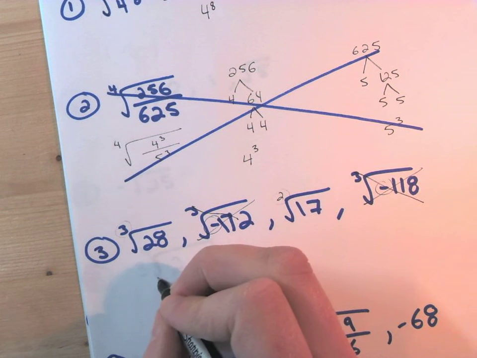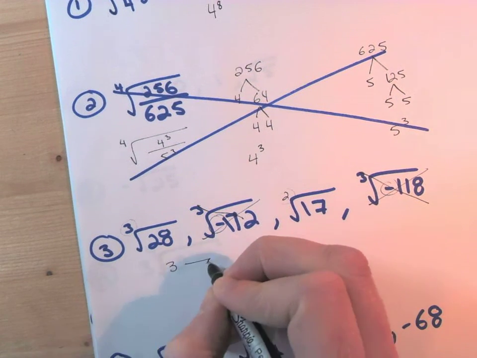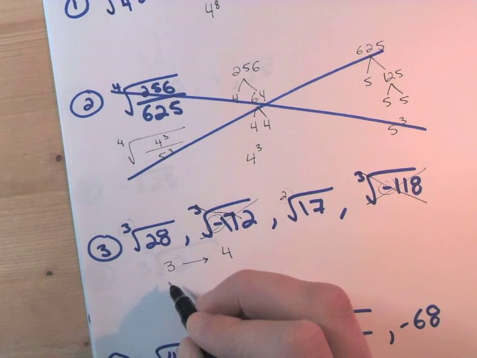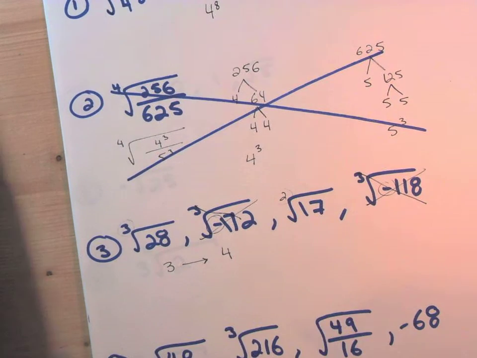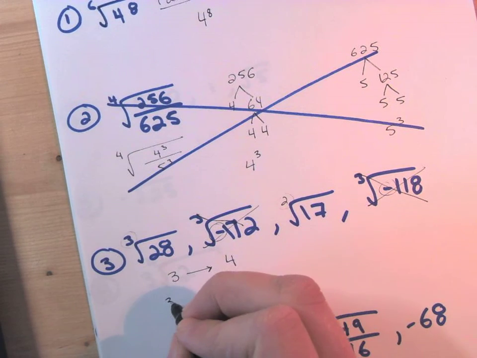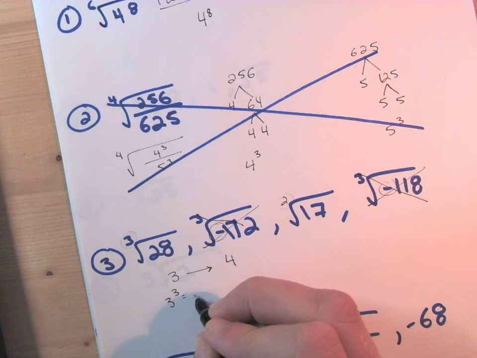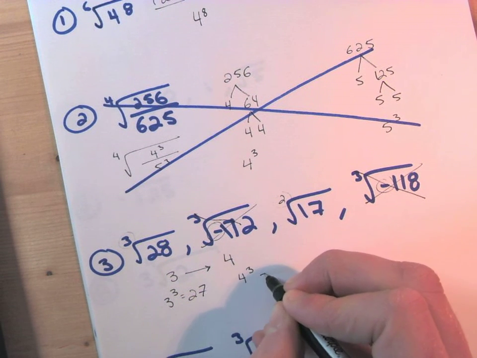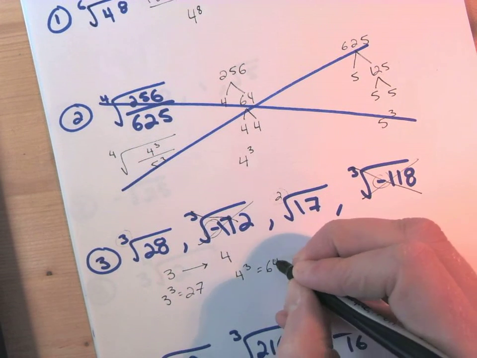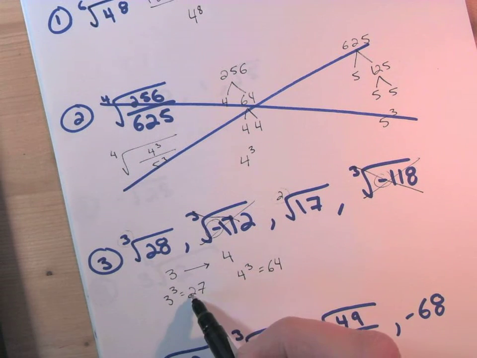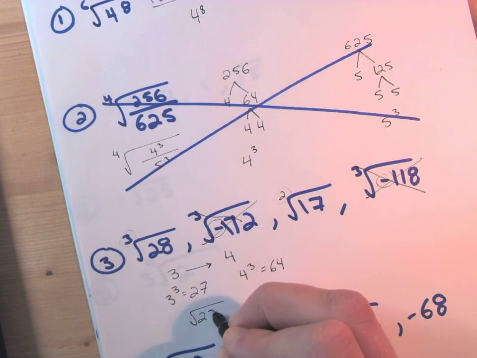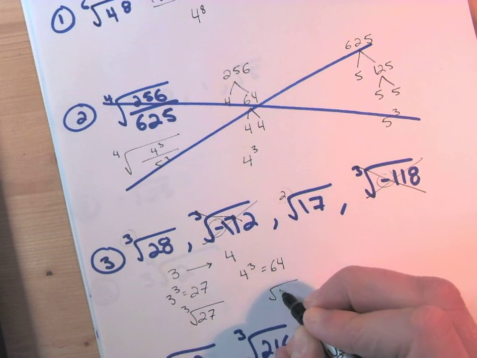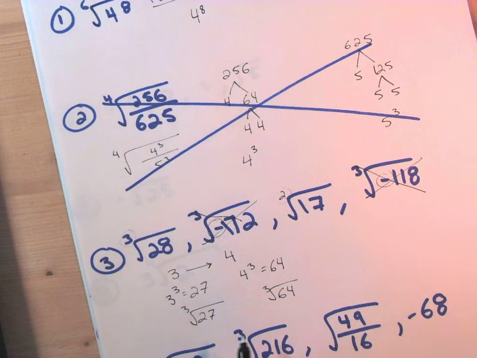Let's look at what the cube root of 3 is. We have 3 and 4 is where we have to get to. 3 cubed is equal to 3 times 3 is 9, times 3 is 27, and 4 cubed is 64. So we know if we have a cube root of 27 and a cube root of 64, it has to lie between the 27 and the 64 for cube roots.